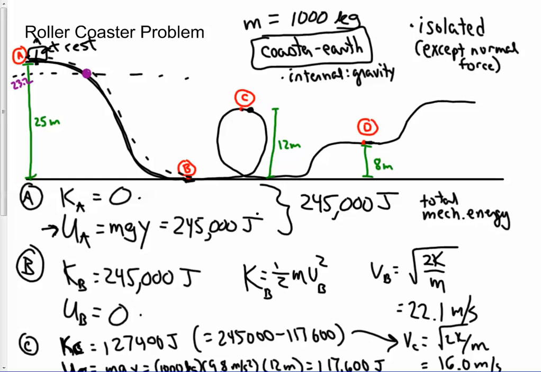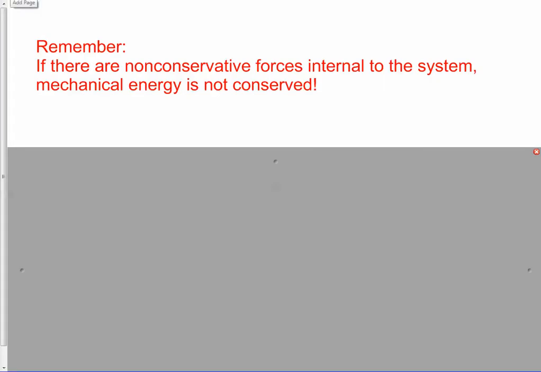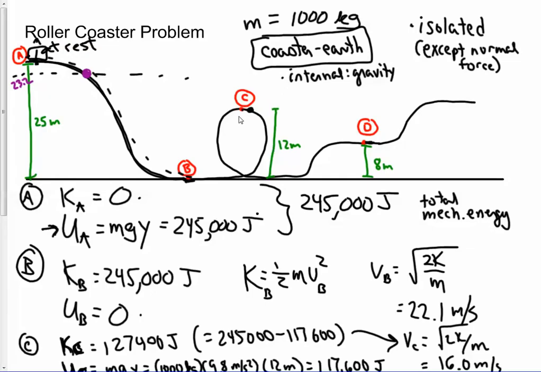This is a continuation of our video on energy and systems. So we just finished the roller coaster problem, and before we do another example, I want to say a word or two. First, remember that if you have non-conservative forces internal to the system, you can't say mechanical energy is conserved. In the problem we just did, the coaster and Earth system, the internal force between them was gravity, and that is conservative, so we were okay.